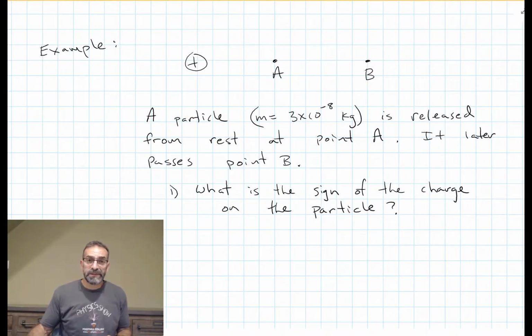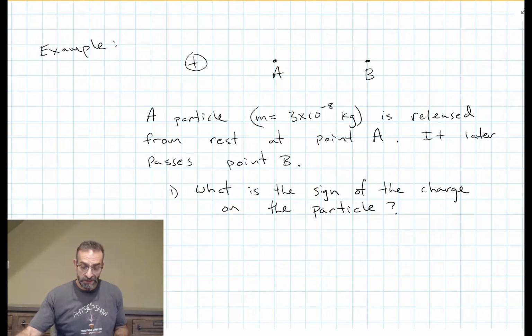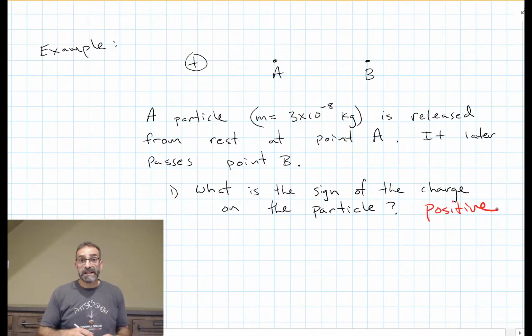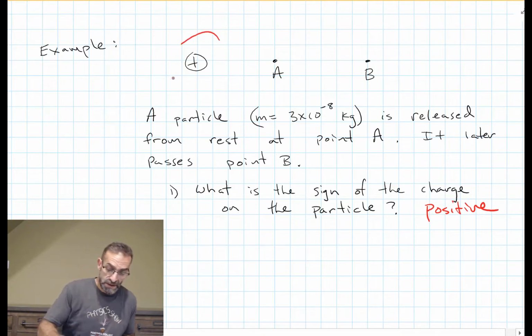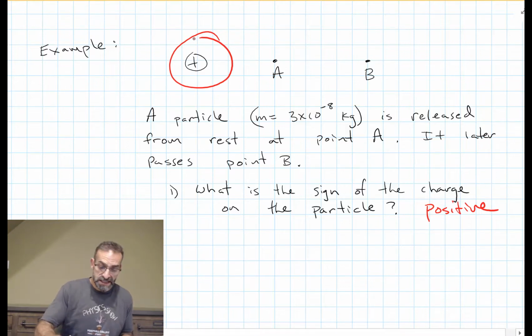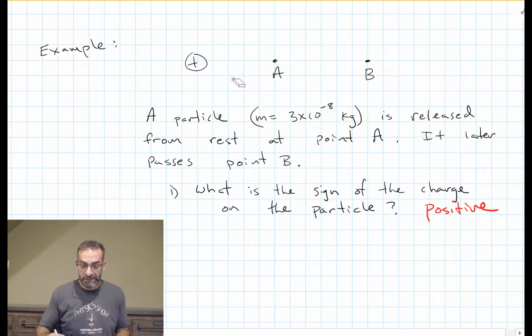Let's work through a little example. We have a particle with a certain mass and some charge, and we release it from rest at point A. Later, it's seen to pass point B. First question is, what is the sign of the charge of our particle? I'm hoping you all said positive, because there's a positive charge next to point A, and that's going to repel our object and send it toward point B.